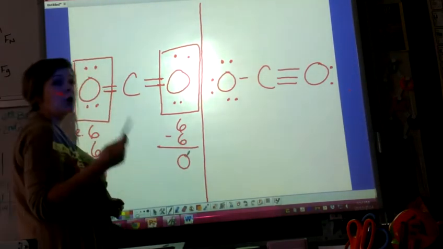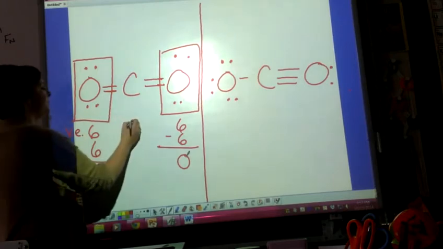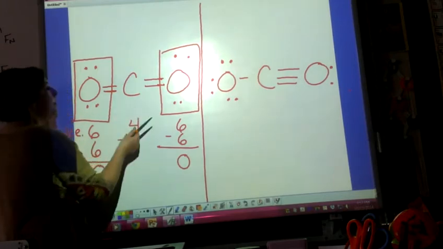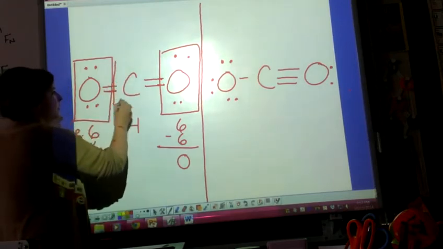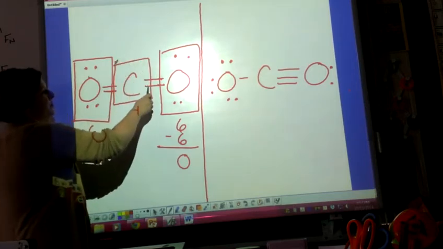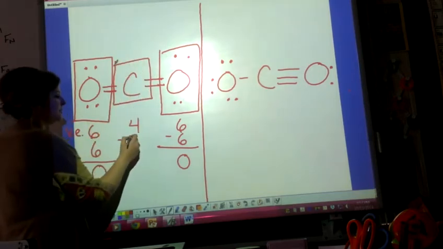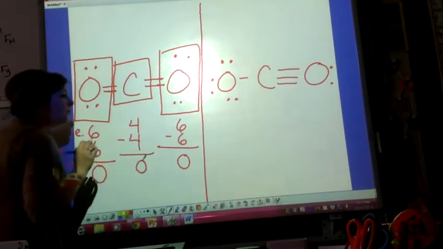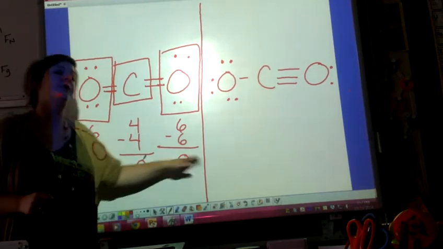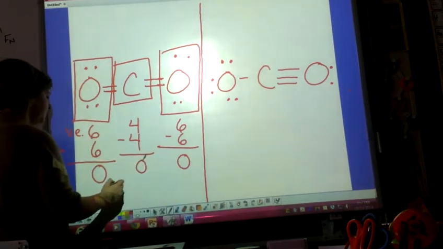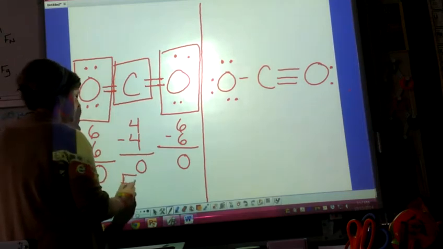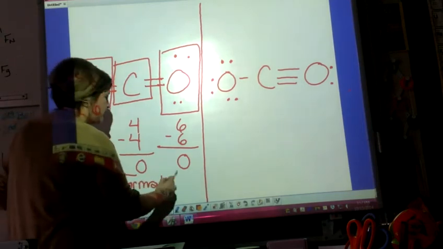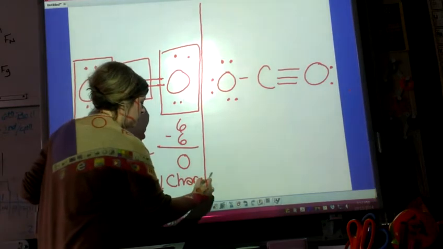Let me do the same for carbon. So carbon has 4 valence electrons minus then the 2 that it's sharing here plus the 2 it's sharing here, so 4. So when you get a formal charge of all of them to be 0, it's a great Lewis structure. So formal charge, we want to be 0.